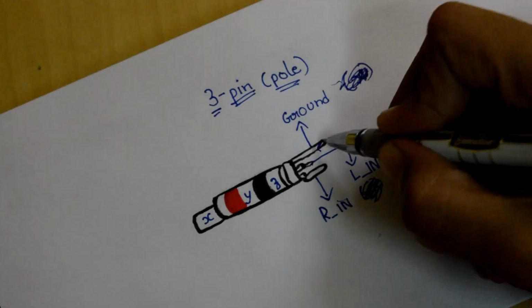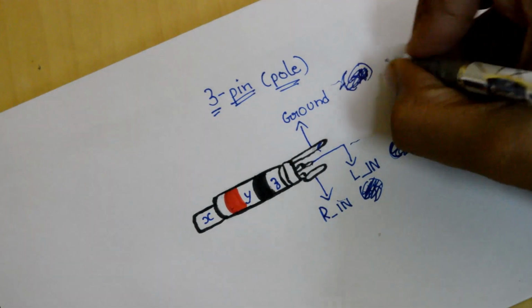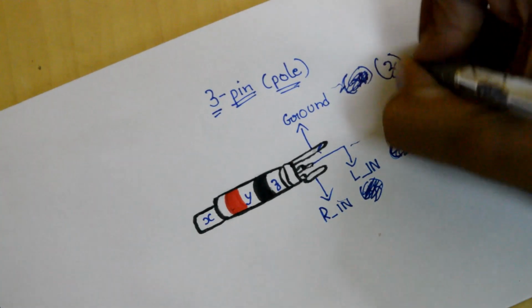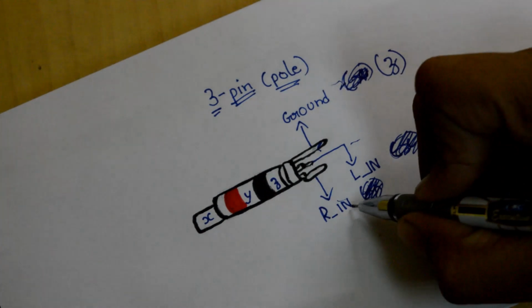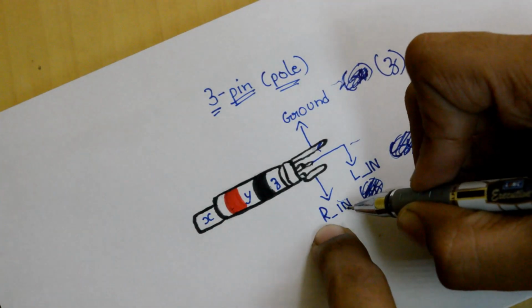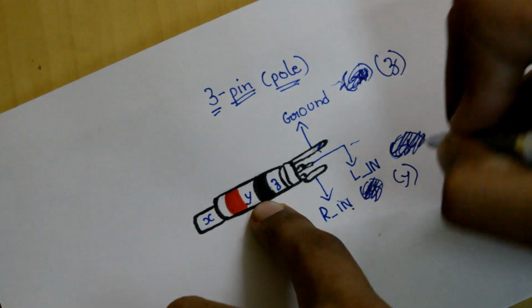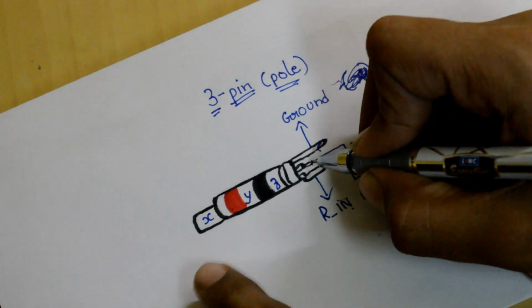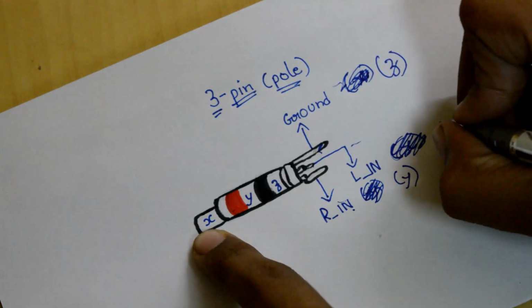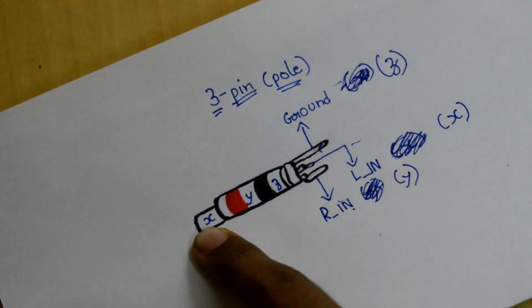and we have finally reached a conclusion that the ground or the biggest pin among them all is going to correspond to the pin Z. And then the right input or the second biggest one is going to correspond to Y. And lastly, the smallest one or the last one here is going to correspond to X.